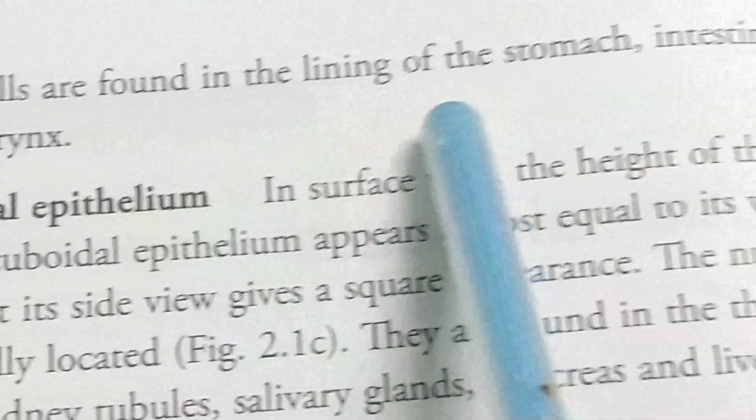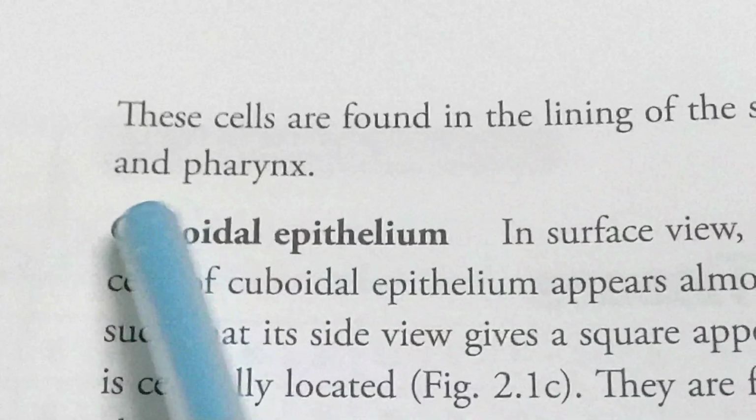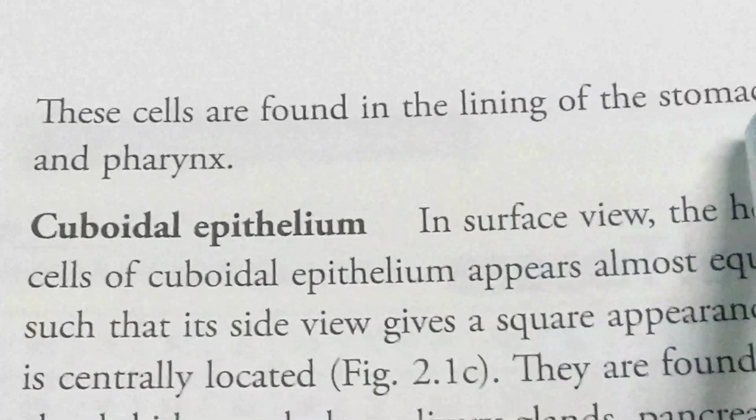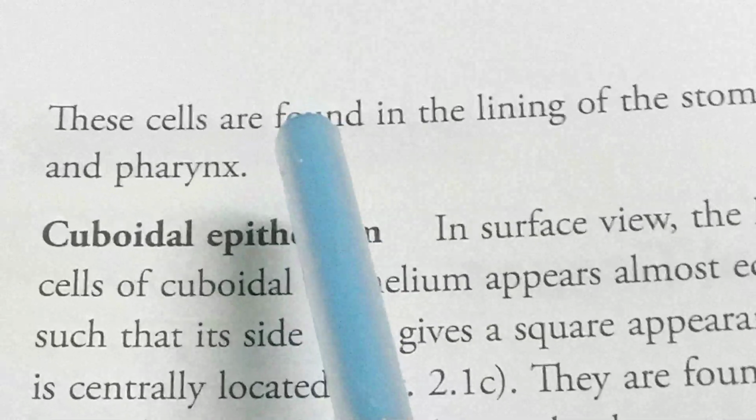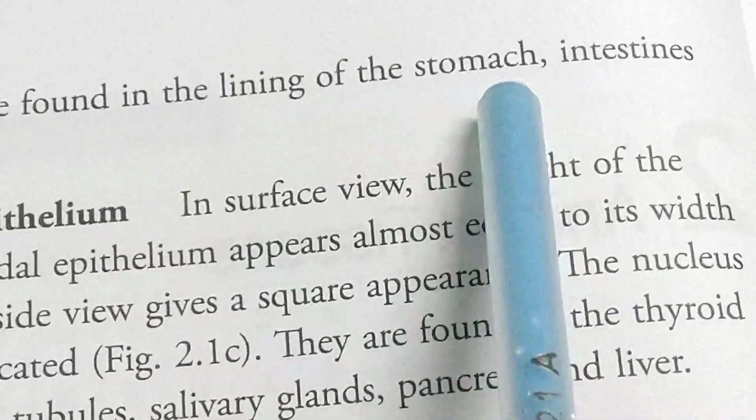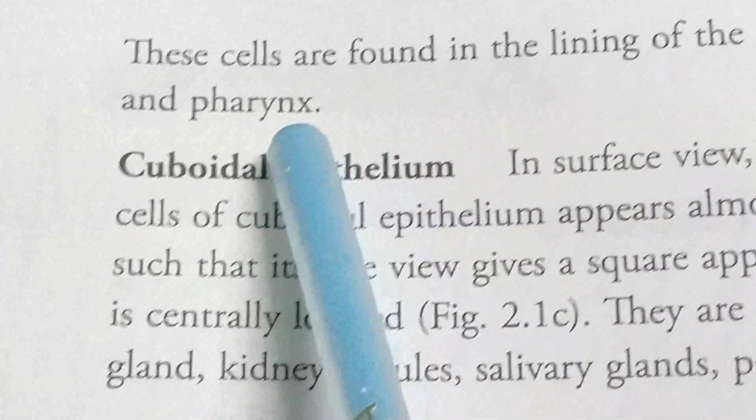These cells are found in the lining of the stomach, intestines and pharynx. So the location is very important. Students, be careful about the location. Where is it found? So columnar epithelium is found in the inner lining of stomach, intestine and pharynx.